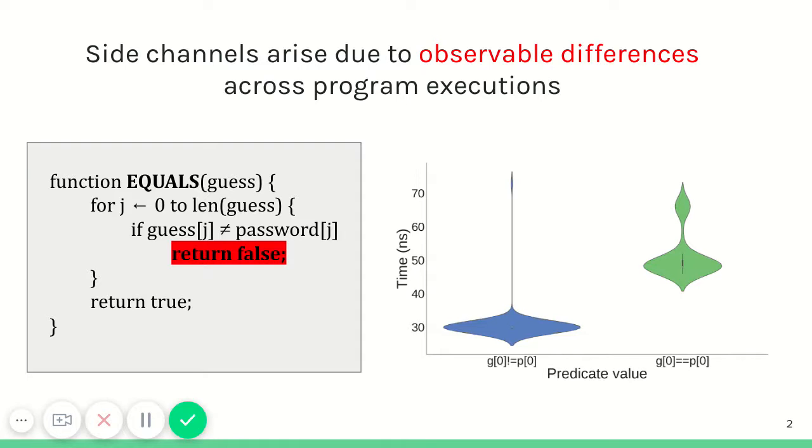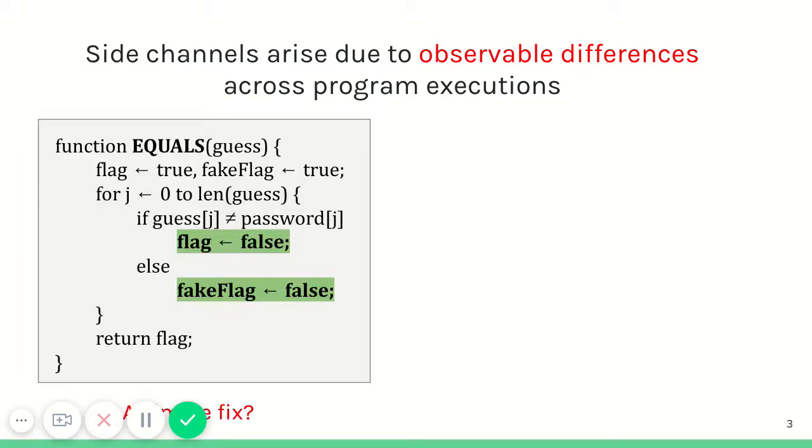The violin plot in blue shows the execution time behavior of this equals function when the first character of the guess does not match that of the stored password. The violin plot in green shows the execution time behavior of the function when the first two characters do match. These execution time distributions are distinguishable, illustrating the side channel we hypothesized about. This side channel is caused by the early return in the previous function.